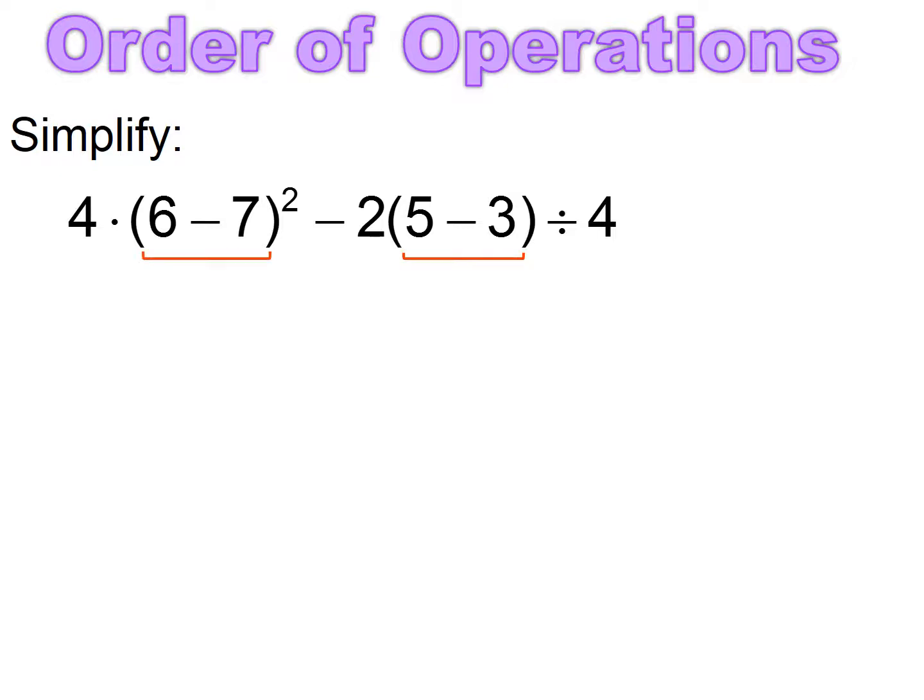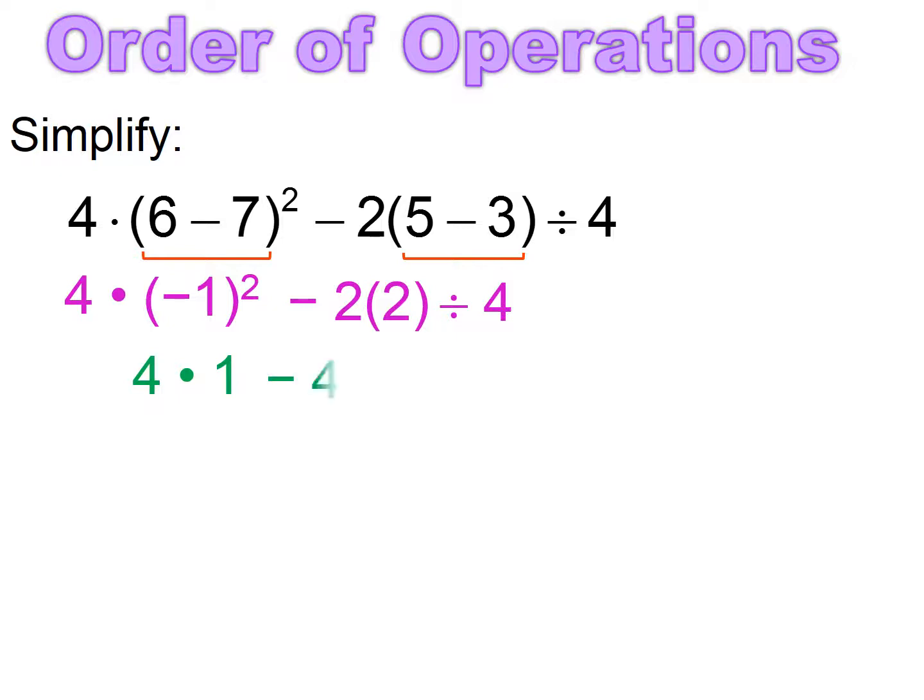So again, here I'm doing inside the parentheses. You should have gotten a negative 1 squared, and then you should have gotten the 2 for the other parentheses. And now I'm going to do that exponent. Negative 1 squared is a positive 1. And I'm doing the multiplication here. I got 2 times 2, which is 4, divided by 4. And I'll multiply from left to right. 4 times 1 is 4. 4 divided by 4 is 1, and now I'll do the addition and subtraction. So I ended up with my final answer is 3.